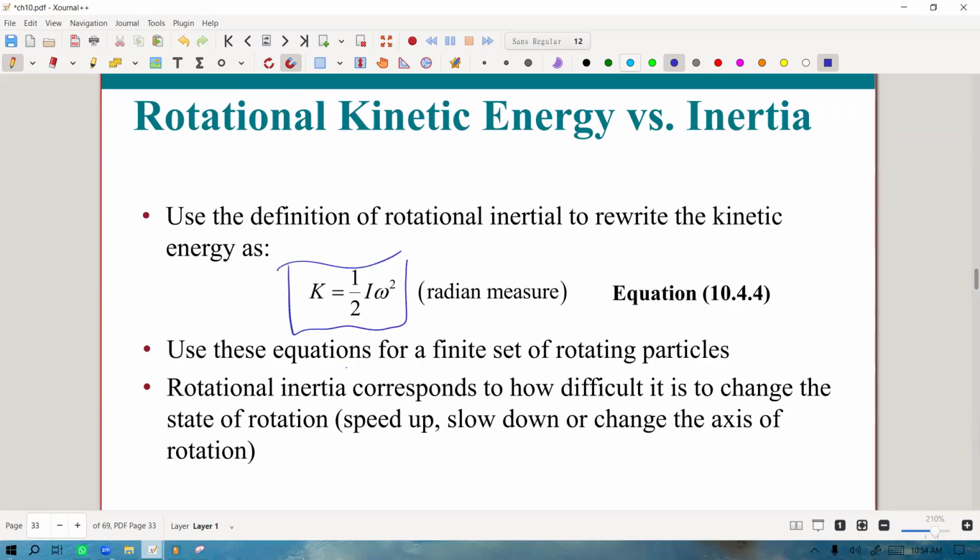Remember that omega is in radians per second, and the angle is also in radians. Use this equation for a finite set of rotating particles. Rotational inertia corresponds to how difficult it is to change the state of rotation: speed up, slow down, or change the axis of rotation.